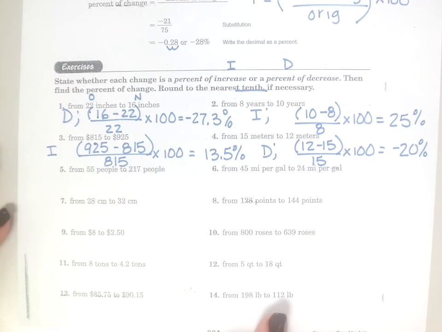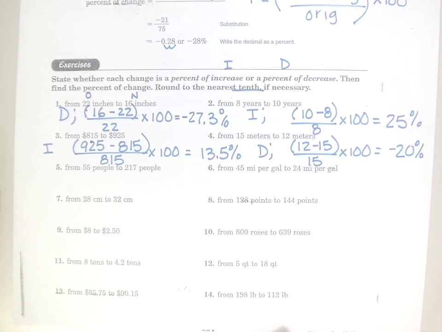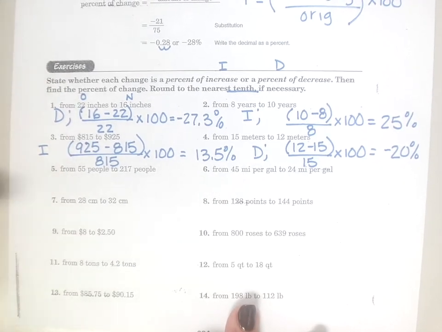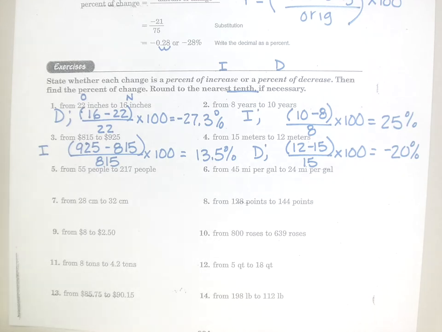Okay, so we'll practice a few more in class, and the homework is going to look just like this. This would be how you would show your work. You'll indicate if it's an increase or a decrease, and then in your answers, you make sure that the decreases are negative and the increases are positive.